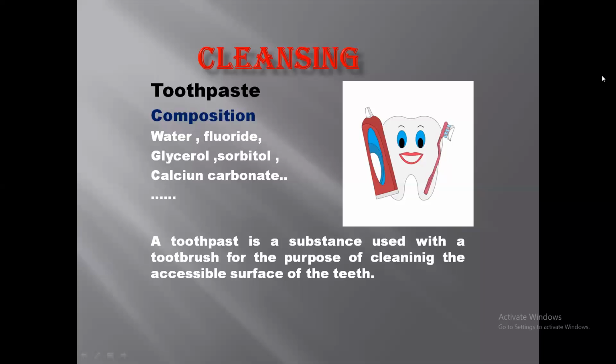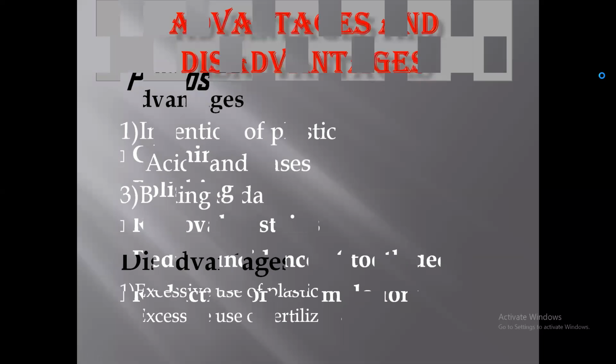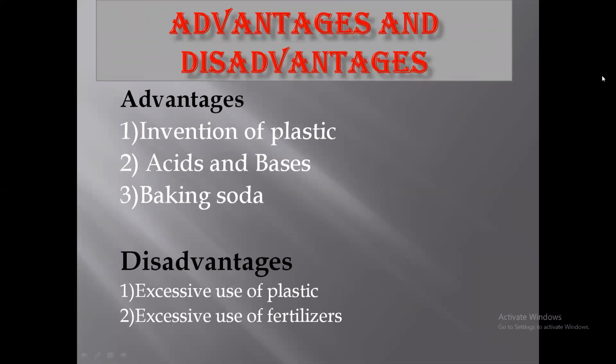And in the 21st century, if the trend of the 20th century continues, we should see more toothpaste that brightens the teeth and gives us the ultimate brushing and rinsing experience. What are the purposes behind toothpaste? Cleaning, polishing, removal of stains on the teeth, reducing the incidence of tooth decay, and reduction of oral problems. Then we will see the advantages and the disadvantages of chemistry.